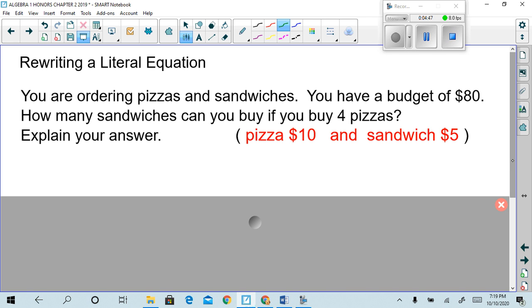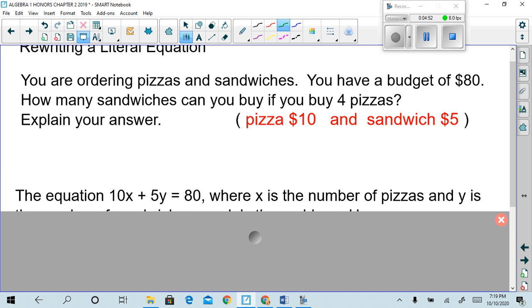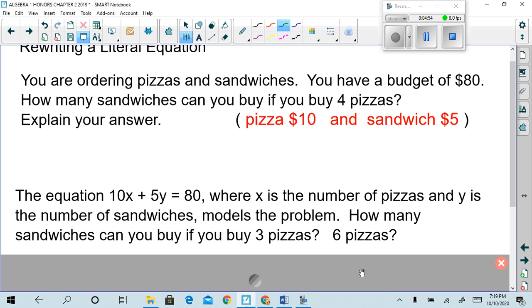Now that you've had a chance to do it, I'm going to do it with another problem. I'm going to start by actually identifying my variables and setting up an equation. Maybe this is exactly the format that you used. I decided to use X for my number of pizzas and Y for the number of sandwiches. Since a pizza costs $10, 10X plus sandwiches cost 5Y equals my budget of $80. This is an important piece of information right there.